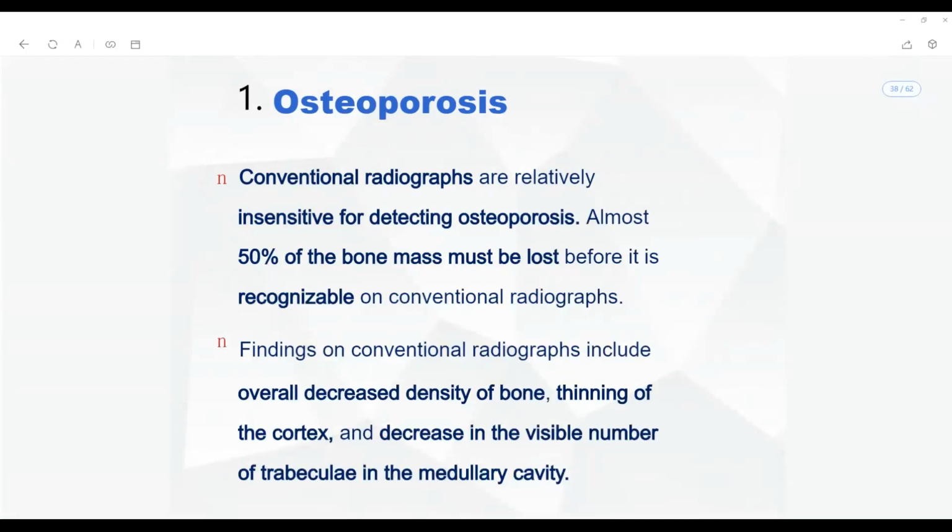osteoporosis. All right. Then you can see the radiographic features as the overall decreased density of the bone, as simple as that, and thinning of the cortex, because there is bone resorption, and a decrease in the visible number of the trabeculae in the medullary cavity. And whatever trabeculae are visualized look much more prominent. So prominent trabeculae, decrease in the number of trabeculae, thinning of the trabeculae, thinning of the cortex, and overall decreased bone density are the characteristic features of osteoporosis, right?